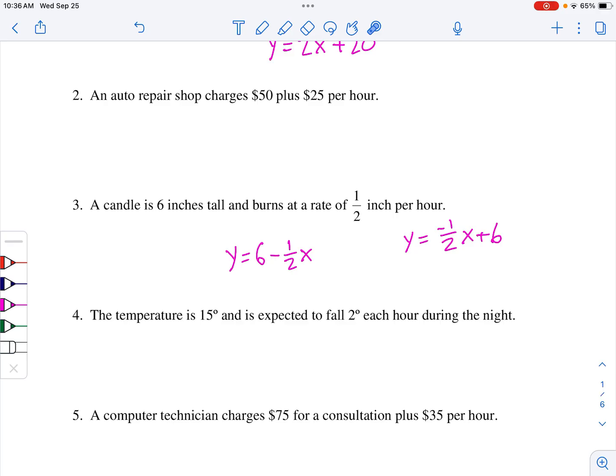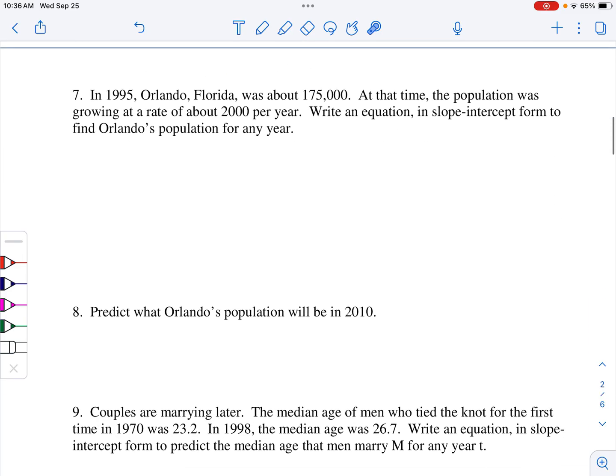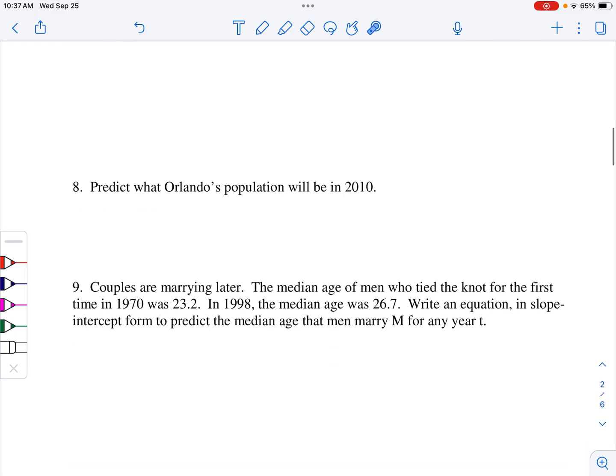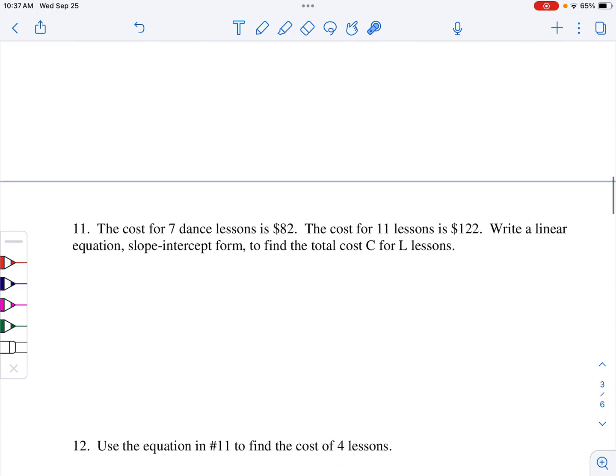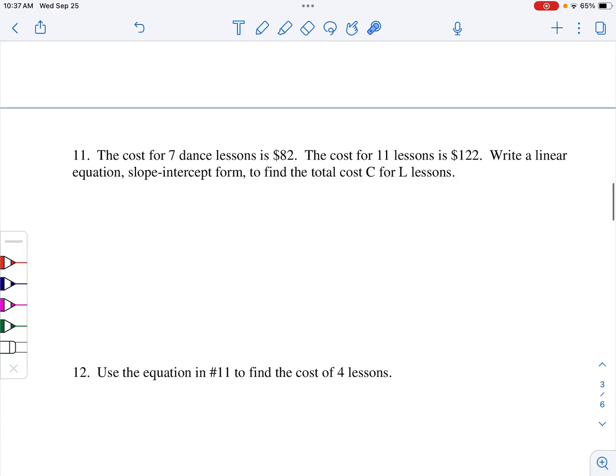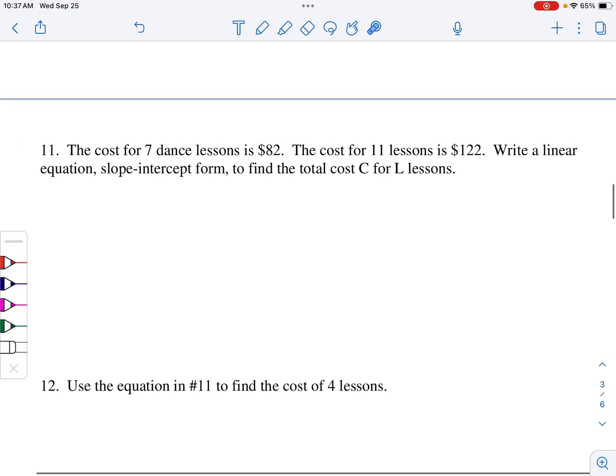I want to do one example or maybe two examples of when we have two data points. So let's try this one. The cost for 7 dance lessons is $82. The cost for 11 lessons is $122. Write a linear equation, slope-intercept form, to find the total cost C for L lessons. And then we'll follow that up and use that equation to find the cost of just 4 lessons.